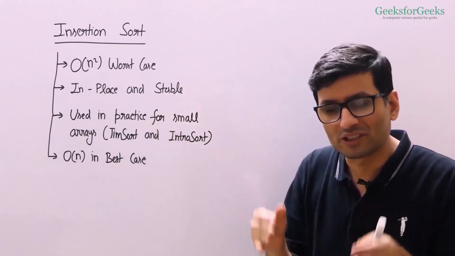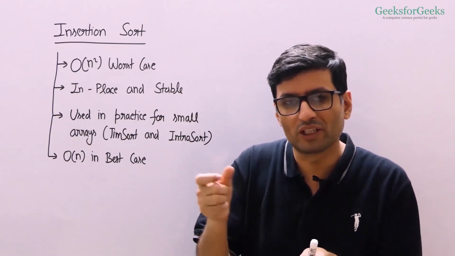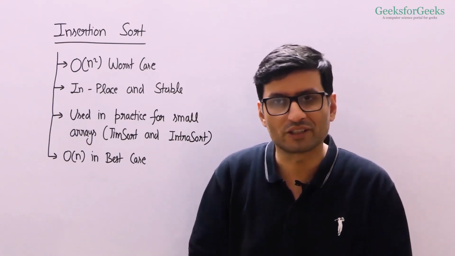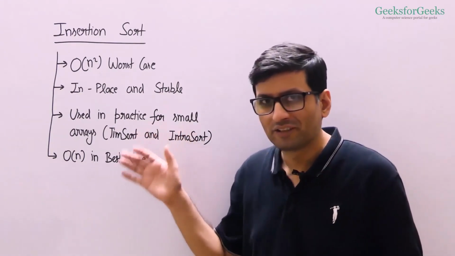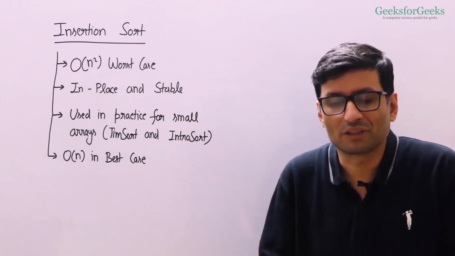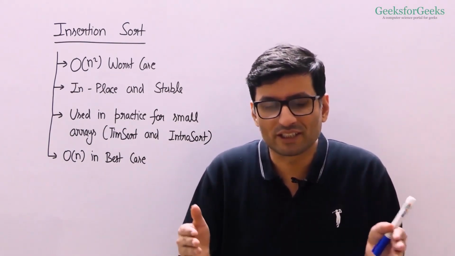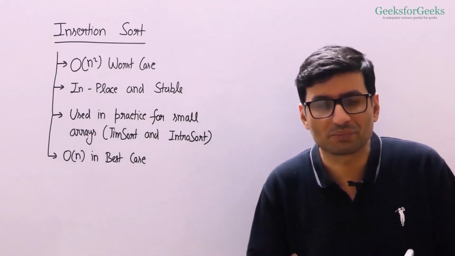Stable. Insertion sort is stable. You discussed stability earlier. So what is stability? When you have two equal elements, their original order is retained. Let's now see the next point. Insertion sort is the most popular and the most efficient algorithm for small sized arrays. When you have small sized arrays to sort, insertion sort is always preferred.